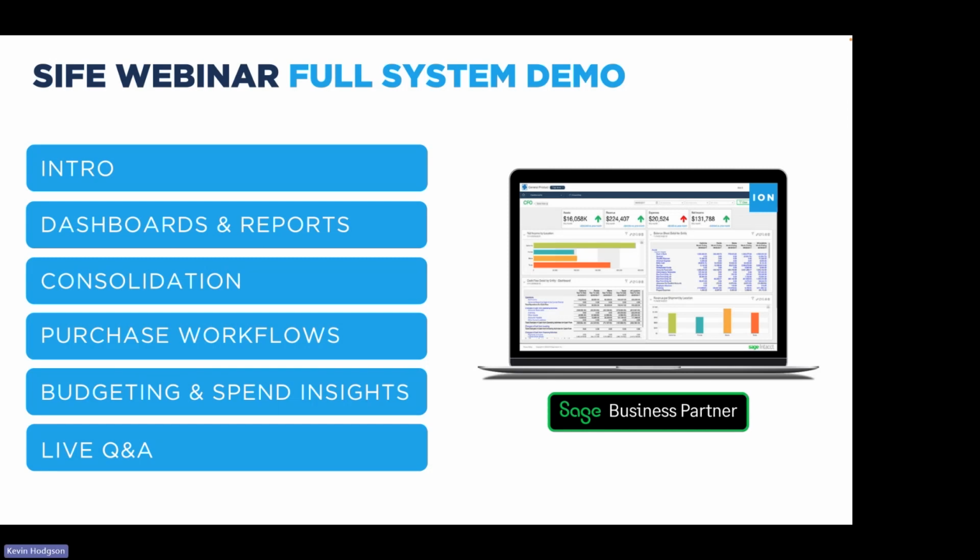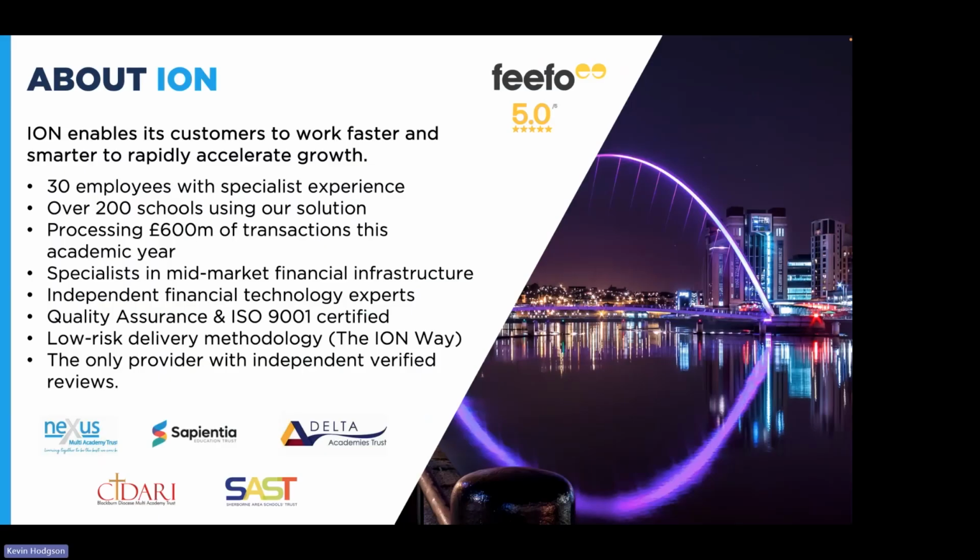Just in terms of who Ion are, a quick intro. Based in Newcastle, not far from Sage HQ itself, we are a Sage partner. We're Sage's number one education partner, which means we resell Sage Intacct for Education on Sage's behalf. So should you move over to Sage Intacct for Education, your contract will be with Ion. We will build your system for you, and we will train you and support you throughout your journey with us.